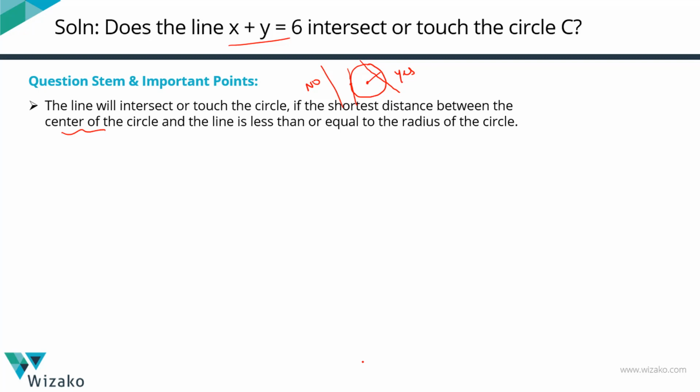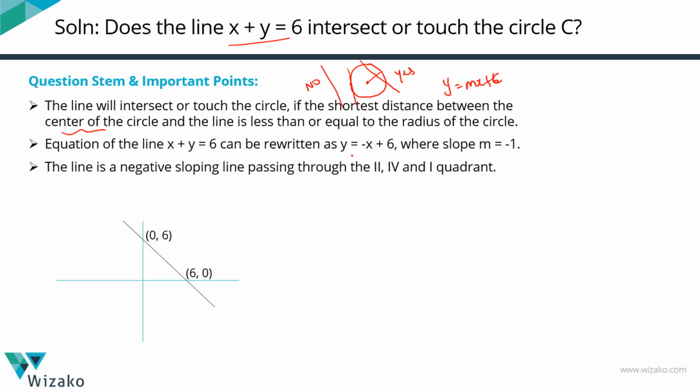Now let's get some idea about this equation. x plus y equals 6. What kind of line is it? Positive sloping, negative sloping line? Rewrite this equation to mimic the y is equal to mx plus c format. So what will we get if we write it as y is equal to mx plus c? We're going to get the equation of the line as y equals minus x plus 6. So the slope of the line is equal to minus 1. It's a negative sloping line.